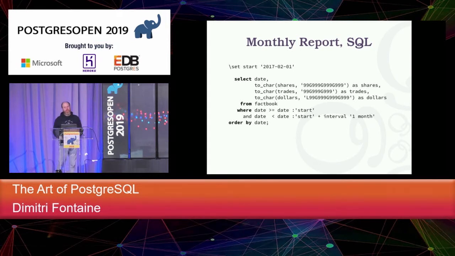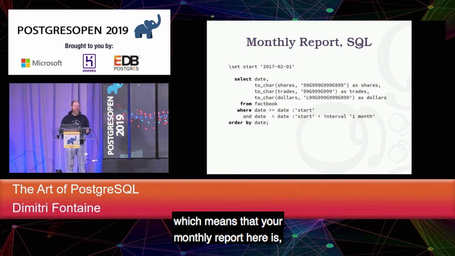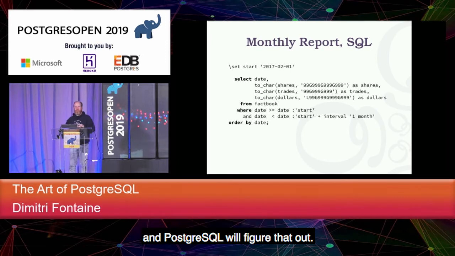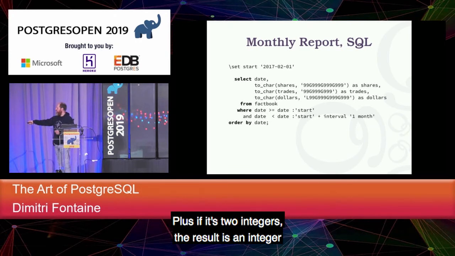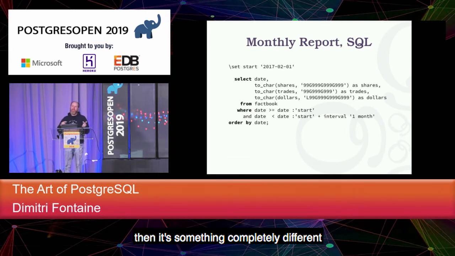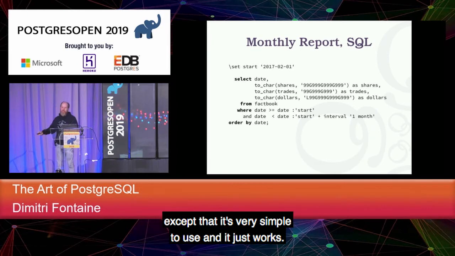But I don't do that because between is going to be inclusive for both the start and the end, which means that your monthly report, here I say the last day is the first day plus 1 month, and PostgreSQL will figure that out. Remember I told you it's object-oriented. Plus, if it's 2 integers, the result is an integer, or maybe a big int. If it's a date and an interval, then it's something completely different, but it's still a plus that you're using. It's like operator overloading in C++, except that it's very simple to use, and it just works.